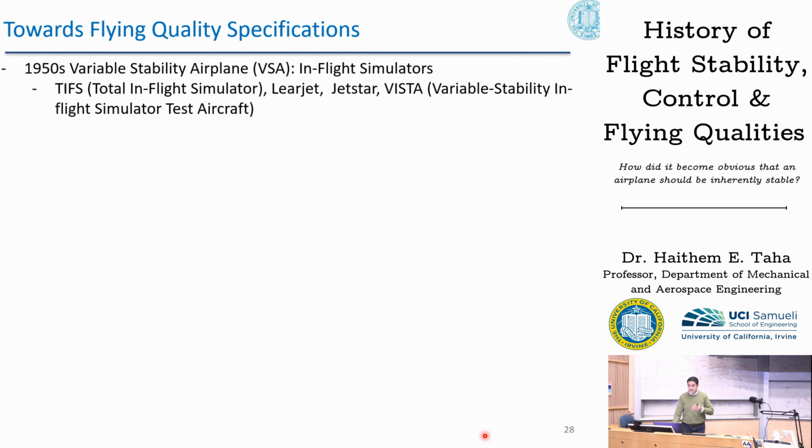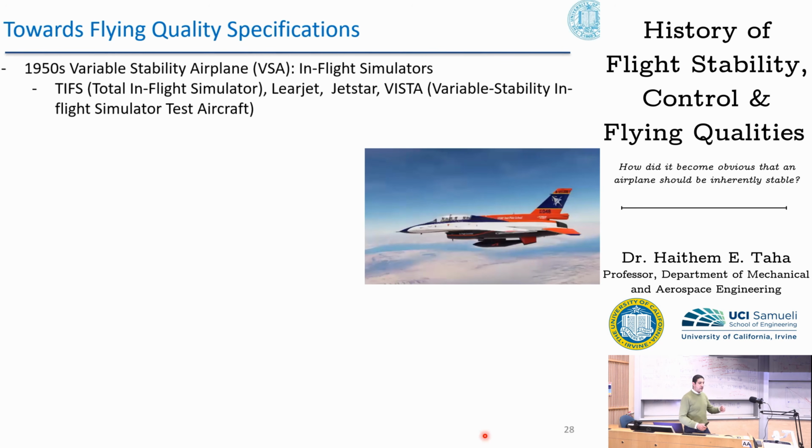These are airplanes like TIFFs, Learjet, Jetstar, maybe more recently Vista. So the point is, if you want the pilot to try some specific short period characteristics and give a rating, a grade, one option is you may look for an airplane that has these characteristics and let the pilot fly it and give a rating. But instead, what they did here is that these airplanes have electronic systems which can change the feedback gains in flight. So in flight, they can change the airplane characteristics, and the pilot can try it and give the grade.